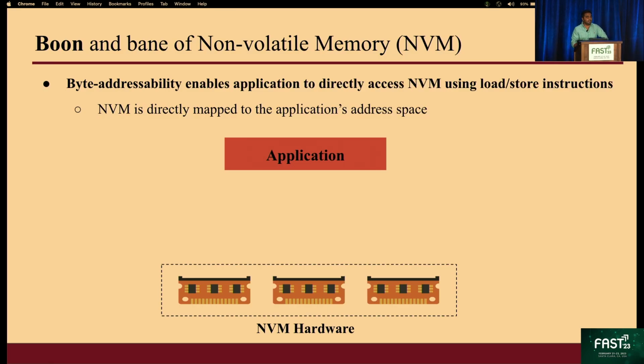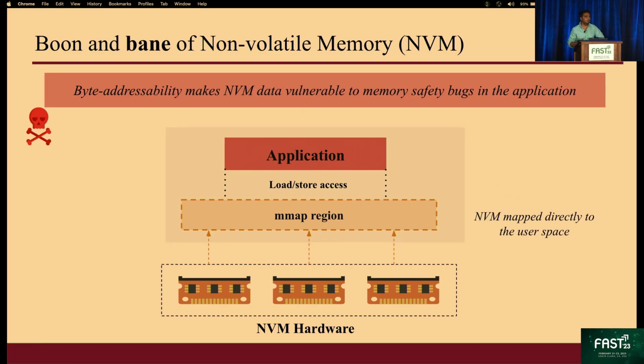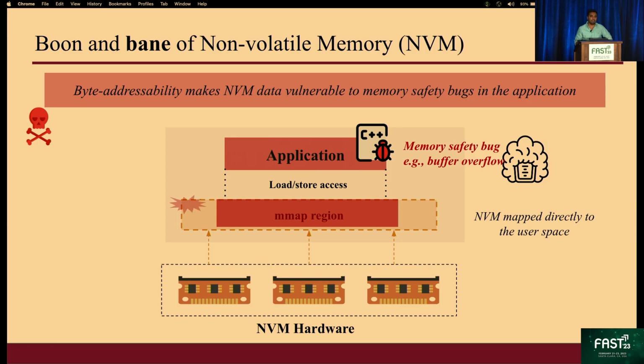But the important thing here is the byte addressability of NVM is basically enabled by mapping the NVM address to the user space, so that the application can use simple load store instructions to access the NVM region. And this makes NVM data actually vulnerable to data corruption due to application bugs. Let's say, for instance, an application has a memory safety bug, a buffer overflow. It can directly go ahead and just corrupt the NVM data, and since NVM is non-volatile, the data corruption is persistent forever, right?